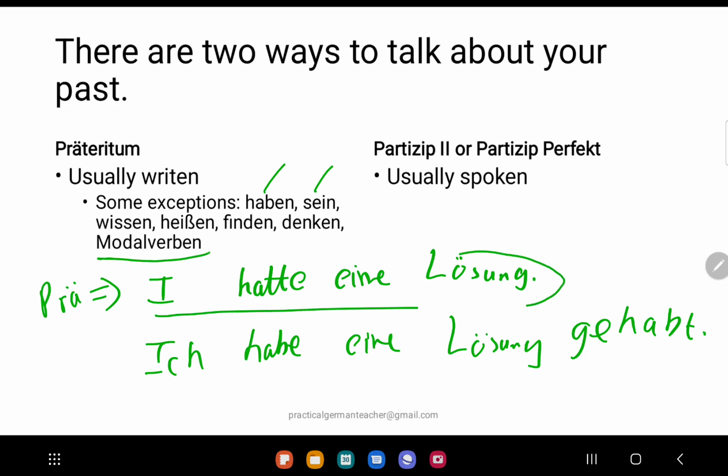Also, you have to remember Modalverben because it makes your life easier. If you use Modalverben in your sentences when talking about the past, you will not have to remember the participle of the other verb. As long as you know Präteritum of Modalverben, you are fine.